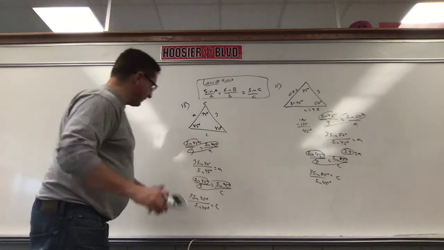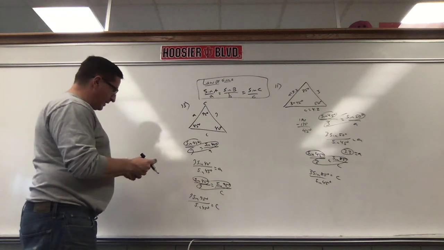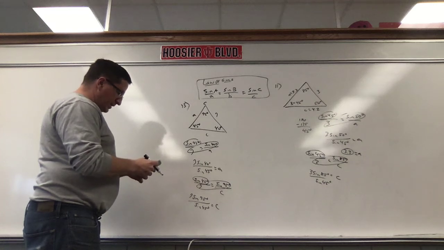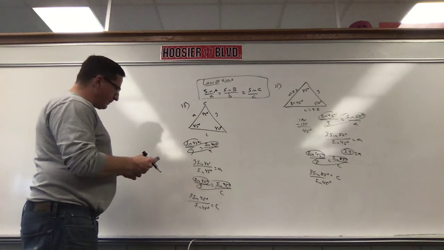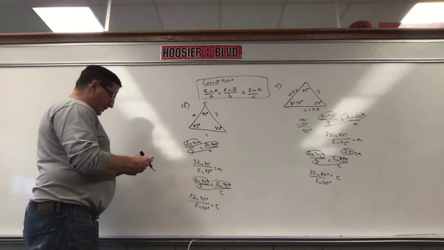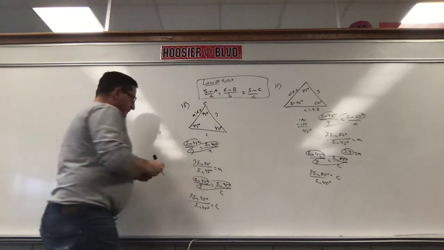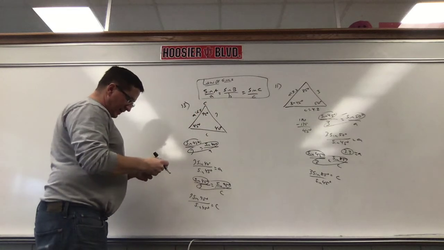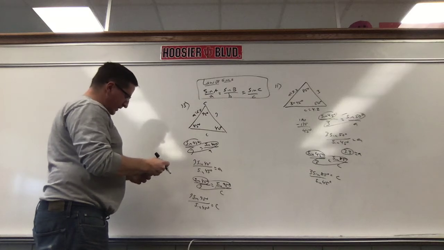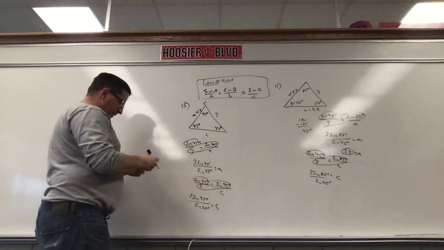So we just type them in, one at a time. 7 sine 40 divided by sine of 45. We do that, we get about 6.4. A is about 6.4. And 7 sine 95 divided by sine of 45, and you get about 9.9.